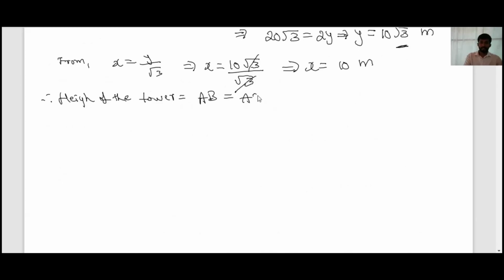AB is nothing but AE plus X. From the diagram you can see AE is equal to 20 meter plus X is equal to 10 meter. Therefore, height of the tower is equal to 30 meter.